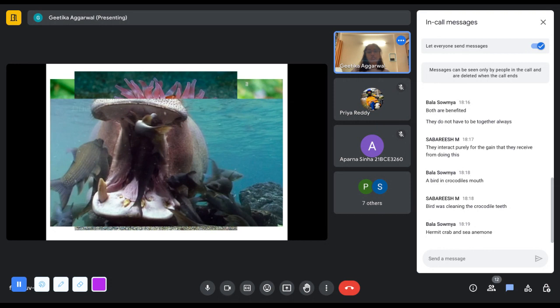What is going on in this image? These are examples that were shown during the lecture as well.